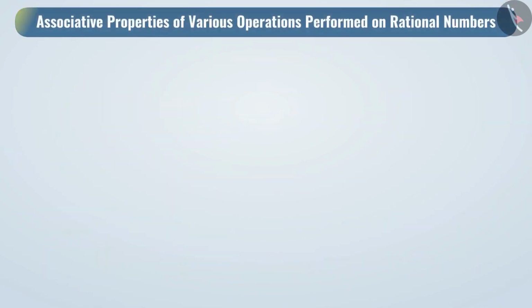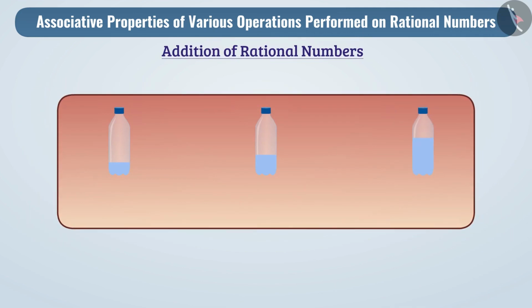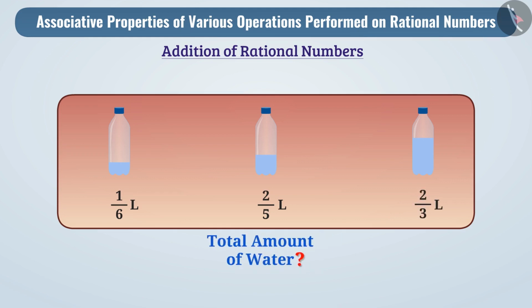Today, we will talk about associative properties of various operations performed on rational numbers. Let us first talk about the addition of rational numbers. Suppose the amount of water in 3 bottles is 1 by 6 liter, 2 by 5 liter, and 2 by 3 liter respectively. If we want to find the total amount of water, then we have to add these.